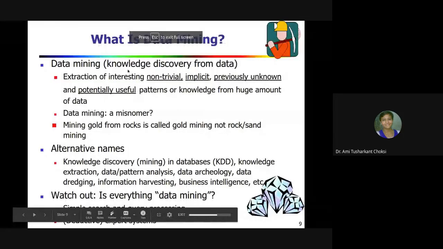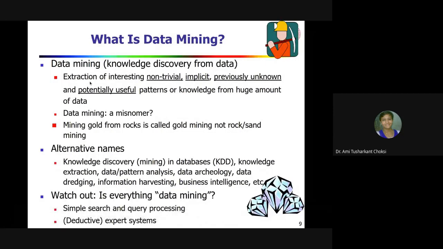So what is data mining? Data mining is the extraction of interesting, non-trivial, implicit, previously unknown, and potentially useful patterns or knowledge from a huge amount of data. That is the data mining definition. What do we say? Interesting. It should be interesting. If it is not interesting, what is the meaning of it? If it is useless, if it is of no interest, then why should we see that? Why should we do something for that? We should do something only when it is interesting, when it is non-trivial, which has some importance.